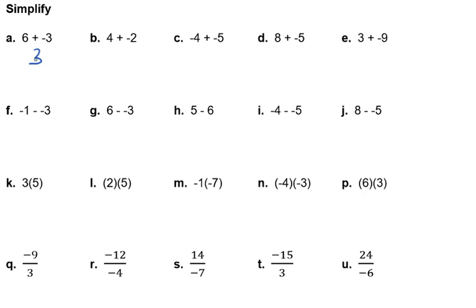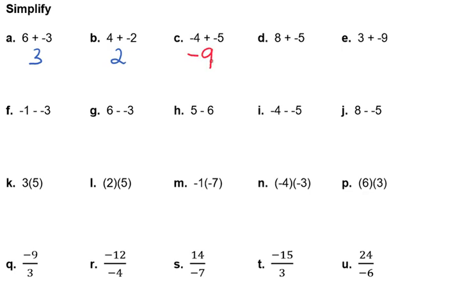Let's look at the next one. 4 plus -2. So if I have $4, but I owe you 2, what do I have left after I pay you back? I have $2. Let's look at C. So this says that we have -4 plus -5. So it's saying I owe you $4 and then I borrowed $5 more. So how much money do I owe you? That's right, I owe you $9.